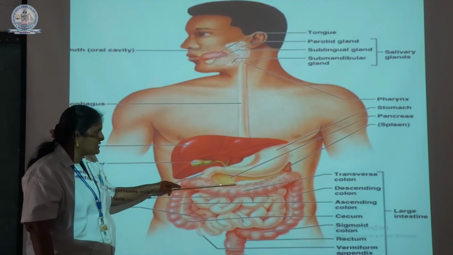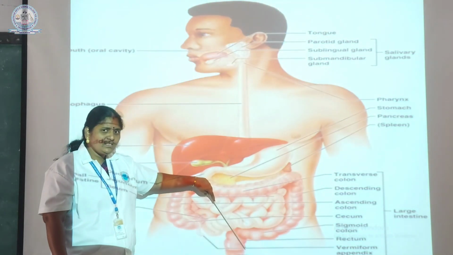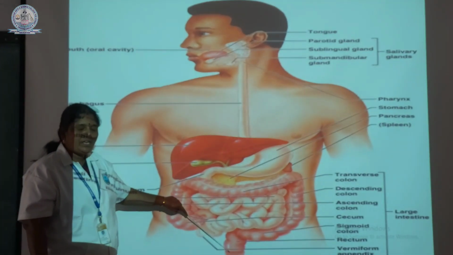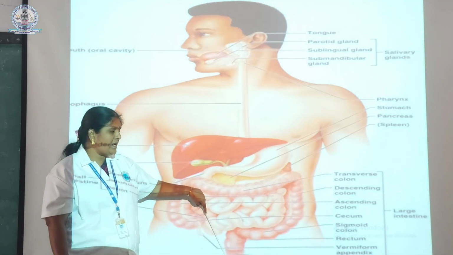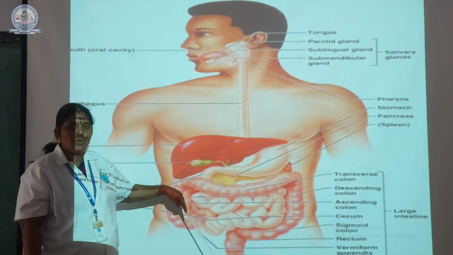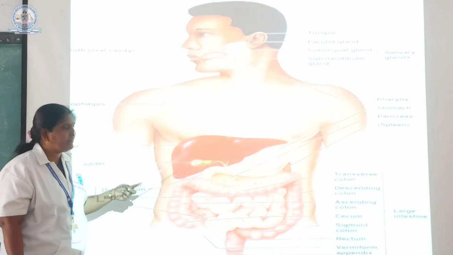The large intestine has 3 colons and also opens into the anal canal. The anal canal finally ends in the anus. The anus opens to the outside of the body.